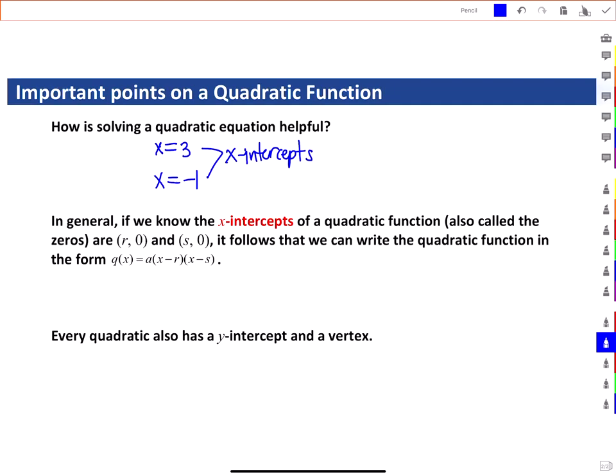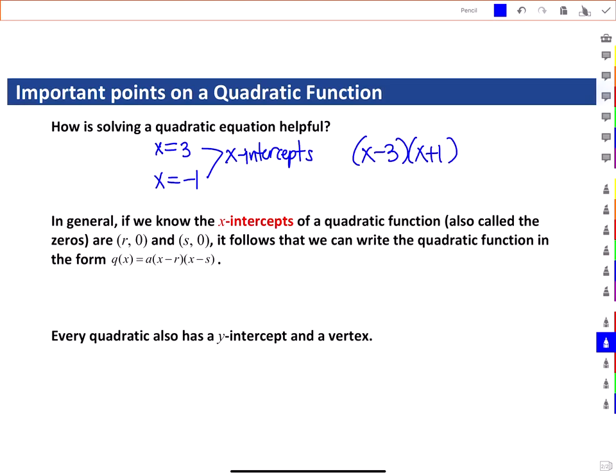So what they can do then is, because there are x-intercepts, if you think backwards, that must mean that we can make factors out of these. So that must mean that x minus 3 and x plus 1 would be how we could factor the quadratic function that this quadratic equation came from, if that makes any sense at all. Okay, so that's where this can actually be helpful, because it can help you find x-intercepts and it can help you write things as factors.